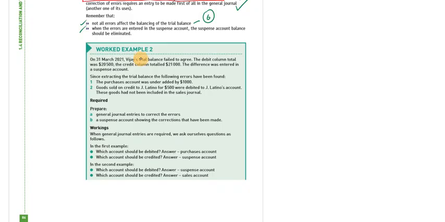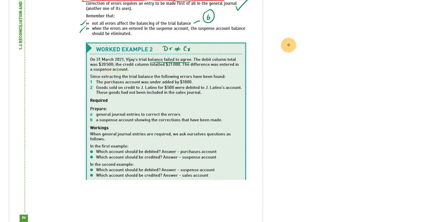So here is the example, worked example 2. On 31st March 21, the trial balance failed to agree. Failed to agree means debit is not equal to credit. The debit column total was 20,500. The credit column was 21,000. So there is a deficiency in the debit column. The difference was entered in the suspense account. So we entered the difference in the suspense account.